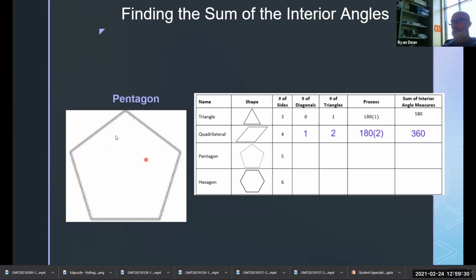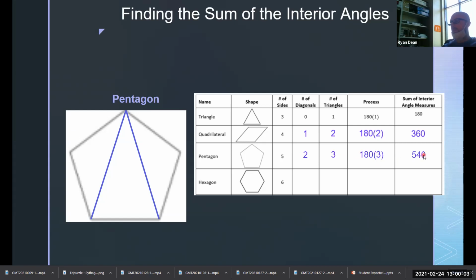Okay, we're going to do the same thing with the pentagon this time. So the total number of diagonals that I can draw from this top vertex here is going to be 1, and I come down here, and that makes 2. So I have two diagonals. Looking at the picture, I end up with 1, 2, 3 triangles. So if I take 180 and multiply it by 3, that's going to give me 540 degrees for the sum of all of the angles inside this shape.